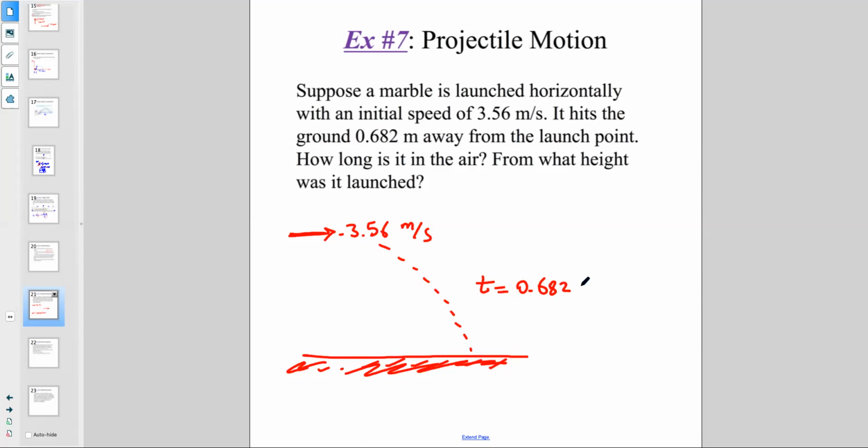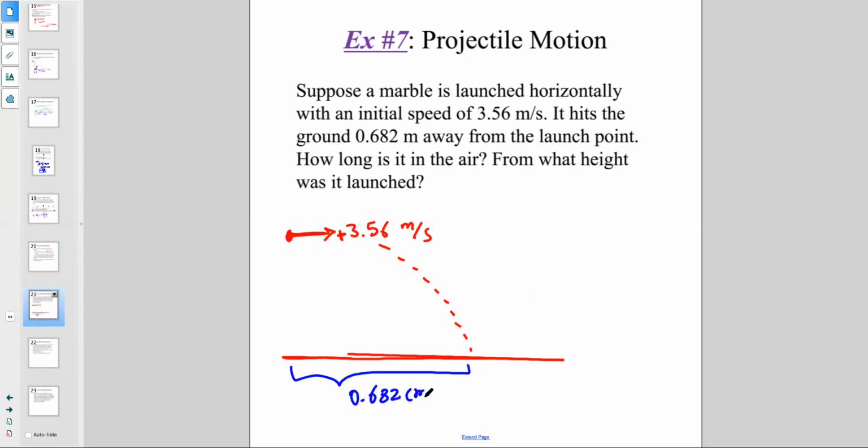Oh, it's actually the distance. So it's going with that velocity, okay? It is going with a velocity of positive, it doesn't look like negative here, and it hits the ground 0.682 meters away from the launch point. Okay, so if this is the launching point, I have this to be 0.682 meters away from the launch point. How long is it in the air, and from what height was it launched?